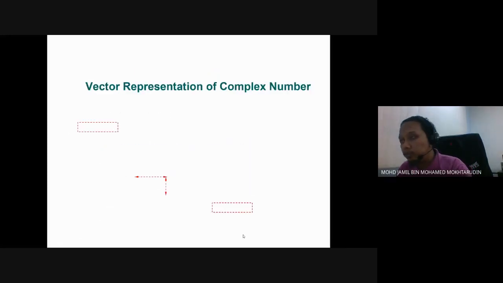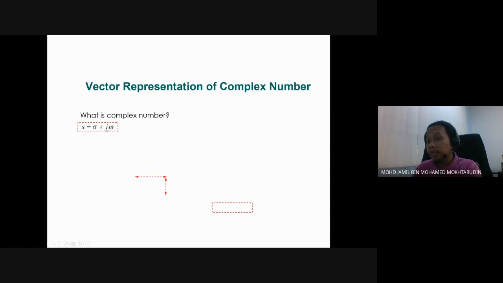Before we go into understanding root locus, we need to know how to represent a complex number using a vector. I think you have learned this back in calculus, or back in diploma or matriculation. So for a complex number, let's say s equals sigma plus j omega, sigma here is the real part, omega here is the imaginary part, and j is the square root of minus 1.